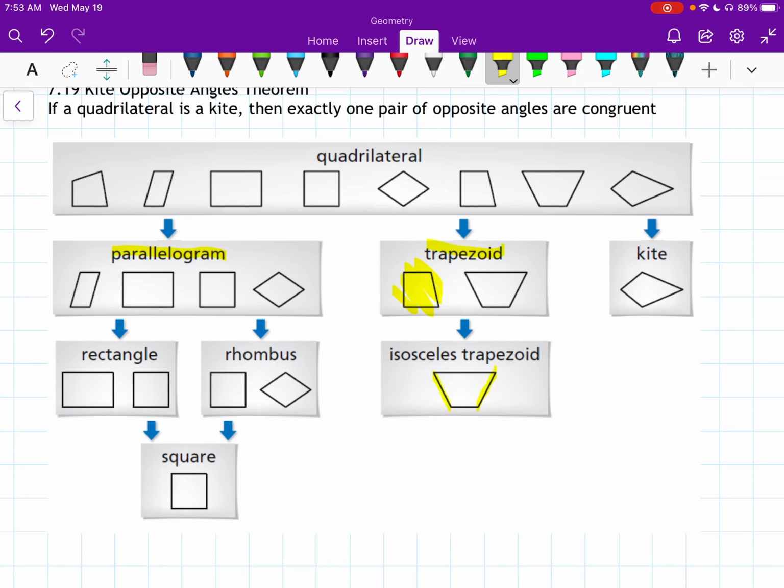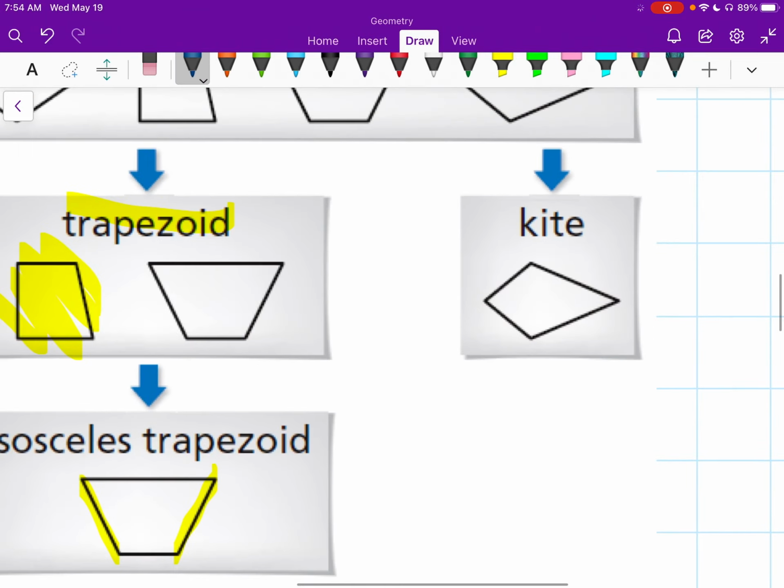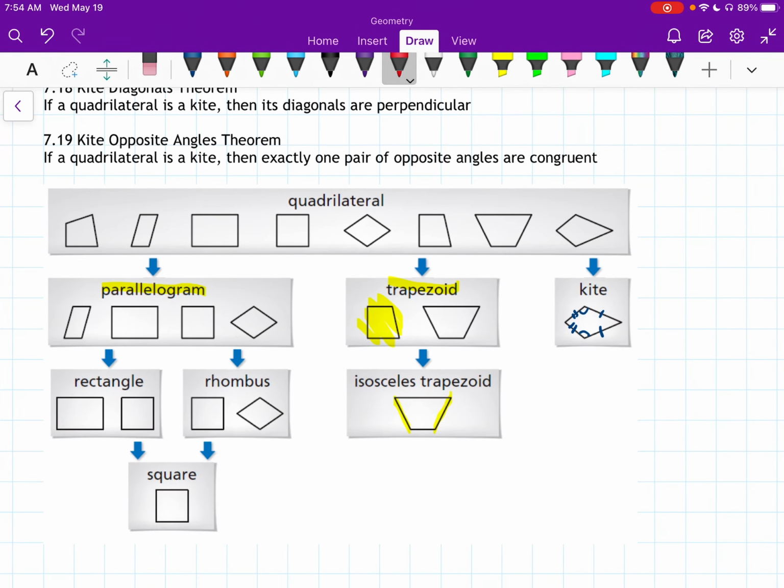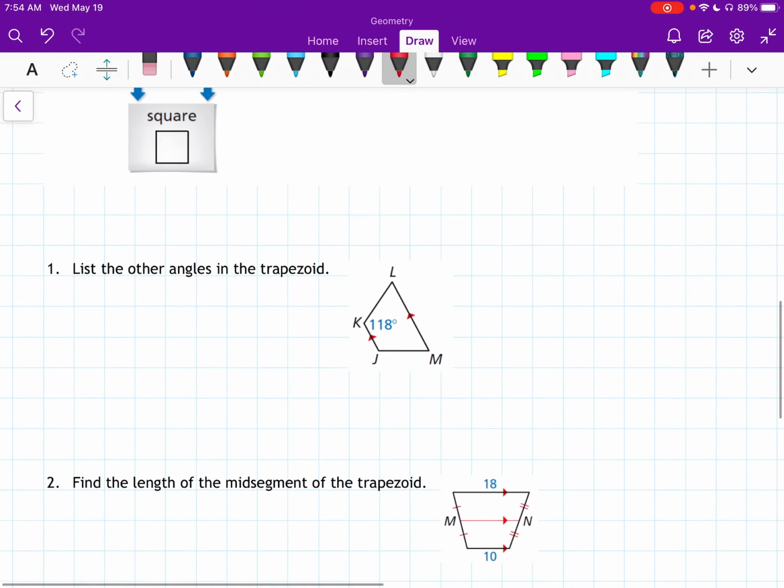And then lastly, we have a kite, right? In the kite, let me just draw this in here so that we know the kite's opposite angles that are equal are going to be this guy and this guy, right? We're going to say that this and this are equal, that and that are equal. It's always the one between the two unequal sides that'll be congruent, okay? That's going off of the kite opposite angles, right? Those are the opposite angles that are congruent. All right, let's look at some problems.